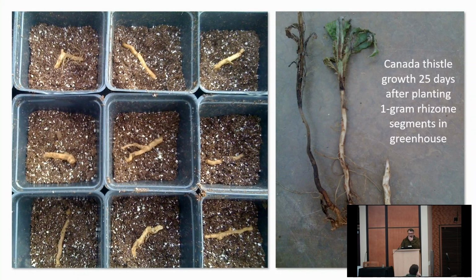So doing a little bit of research here, I took these 1 gram rhizome segments. Okay, so this is in a greenhouse. Put them in pots here under optimal conditions. But after 25 days of growth, after planting a 1 gram rhizome segment in the greenhouse, this is the growth in that other picture on the right there. So quite a bit of growth in just 25 days, and from a really little segment of rhizome.